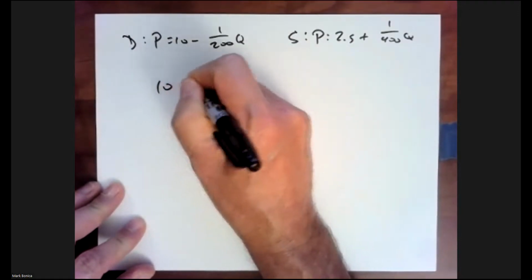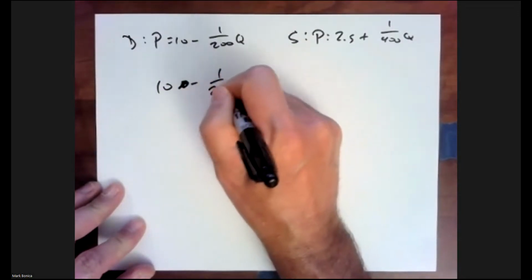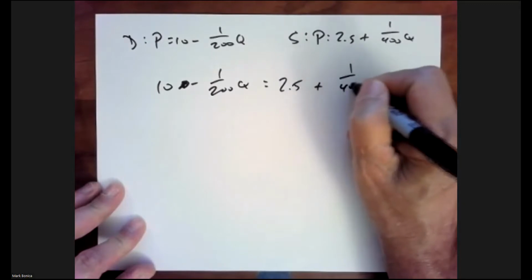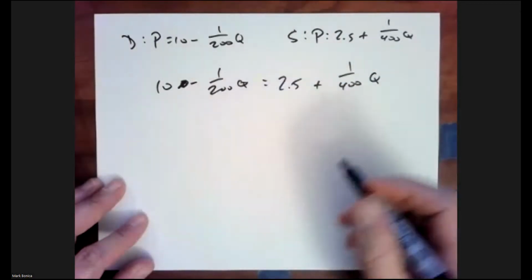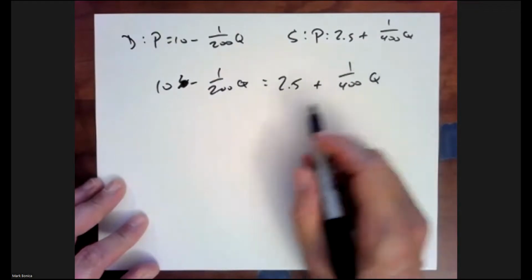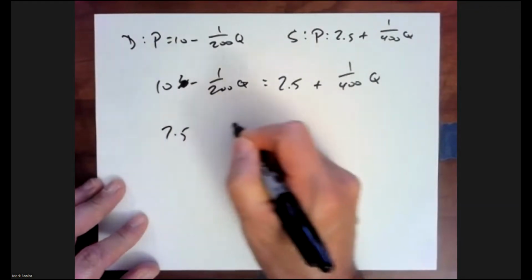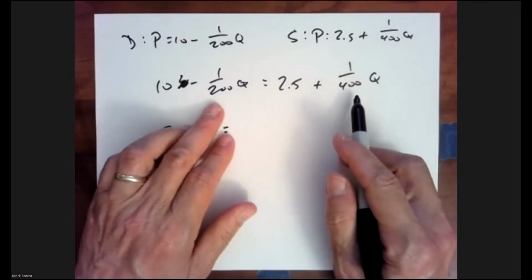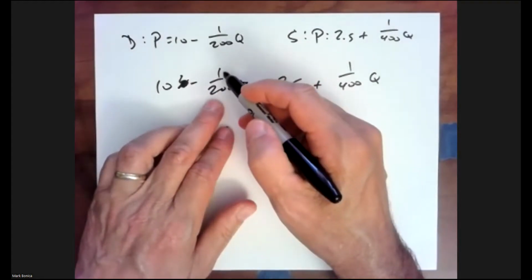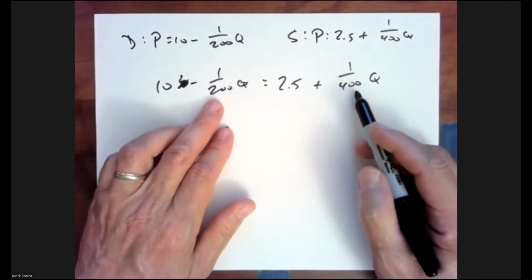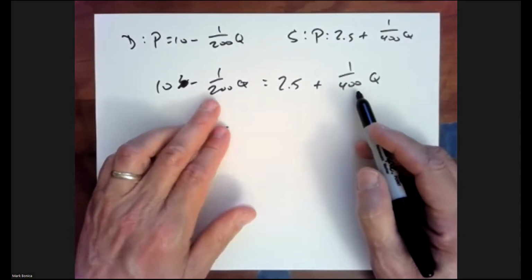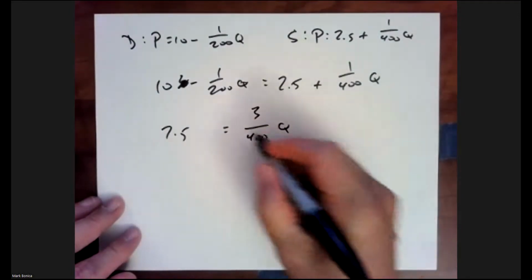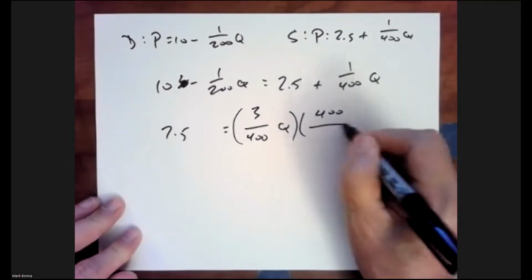So we get 10 minus 1 over 200 Q equals 2.5 plus 1 over 400 Q. So this is review, right? We're going to subtract 2.5 from both sides. We get 7.5. And then we're going to add 1 over 200 Q to both sides. To make this a common fraction, I'm going to multiply this by 2 over 2. So I get 2 over 400. Now I'm adding 2 over 400 Q to 1 over 400 Q. That gives me 3 over 400 Q. And then I'm going to multiply both sides by 400 over 3.